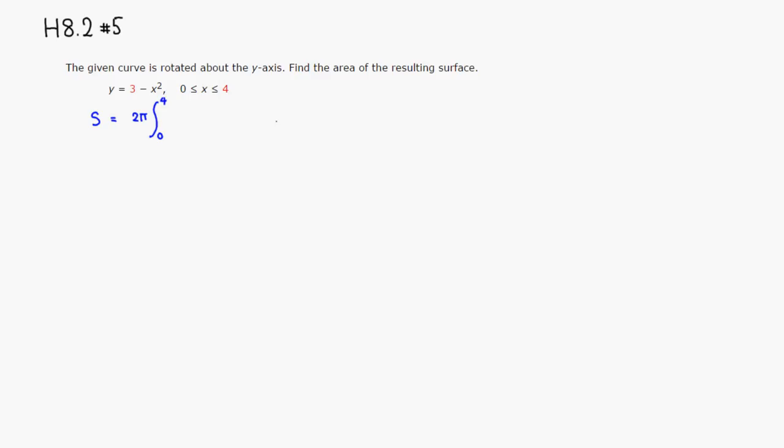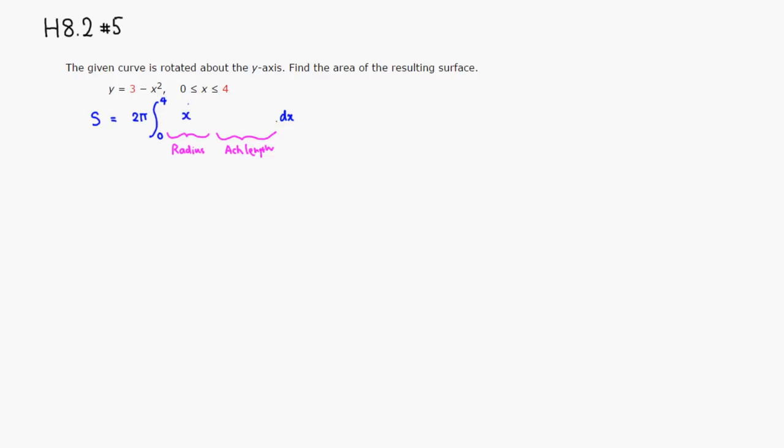Then what we need to find is the radius, and then we just need to find the arc length. Since you're rotating about the y-axis, the radius of rotation is going to be the x value. Since we're trying to do the integral with respect to x, we can simply use x as the radius.